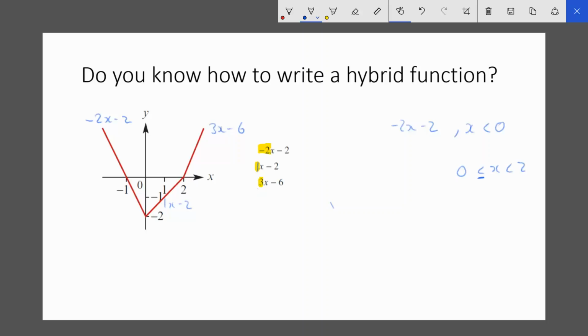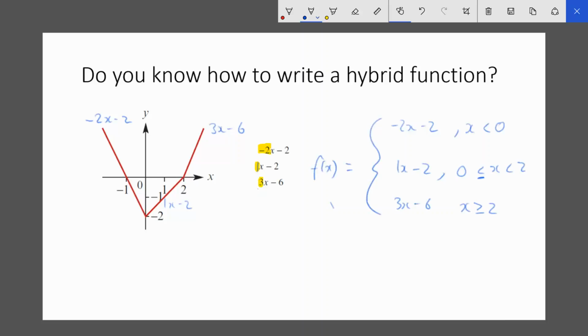I probably choose not to, and I can include it in the other graph if I want to. That's perfectly fine. Nothing wrong with that. So I can now say this is 1x minus 2. Remember the comma. And then I go into the next one. So after 2, x is greater than or equal to 2, because I did not put equals to 2 here. And then my graph would be 3x minus 6. Put it all together.